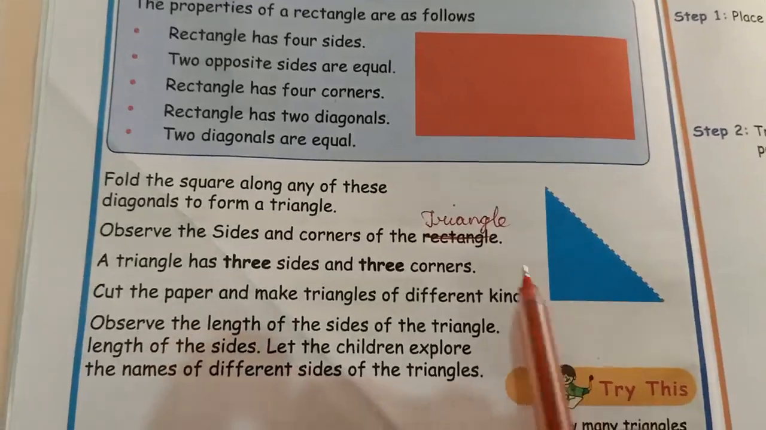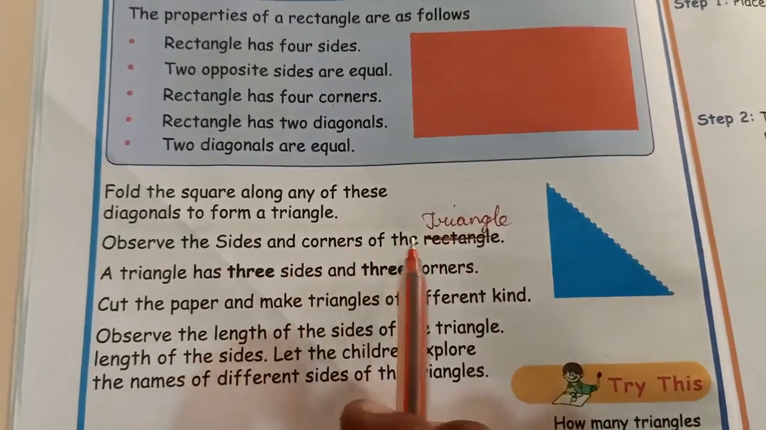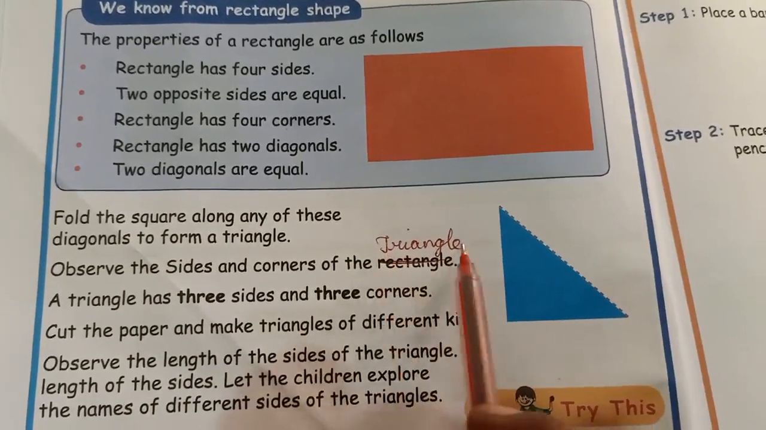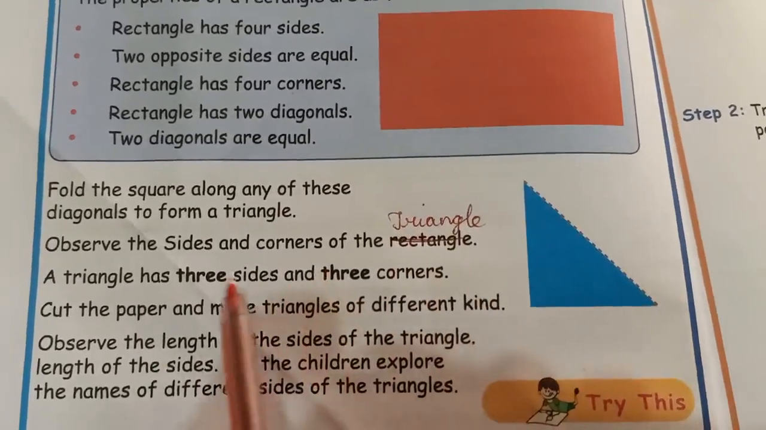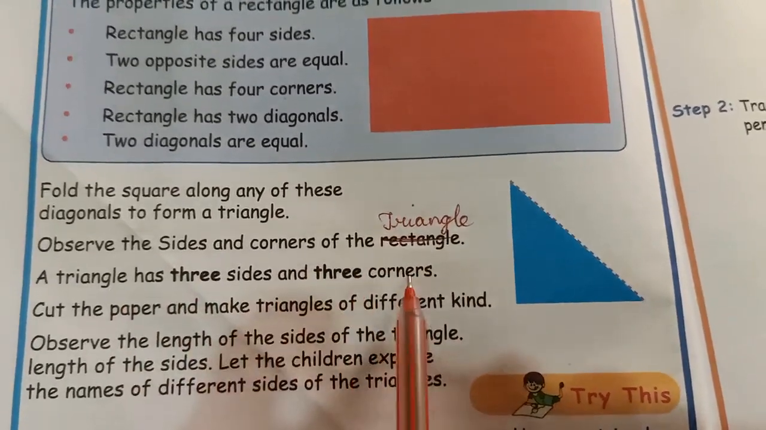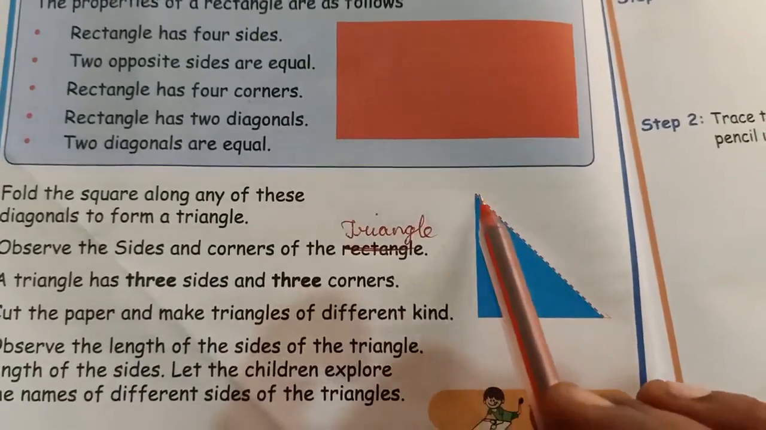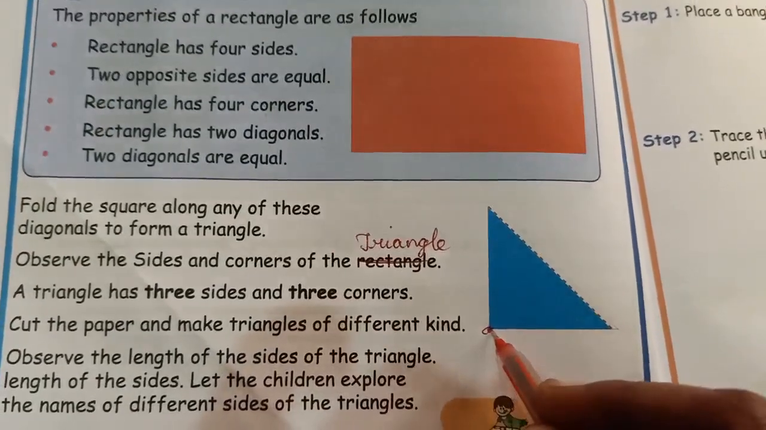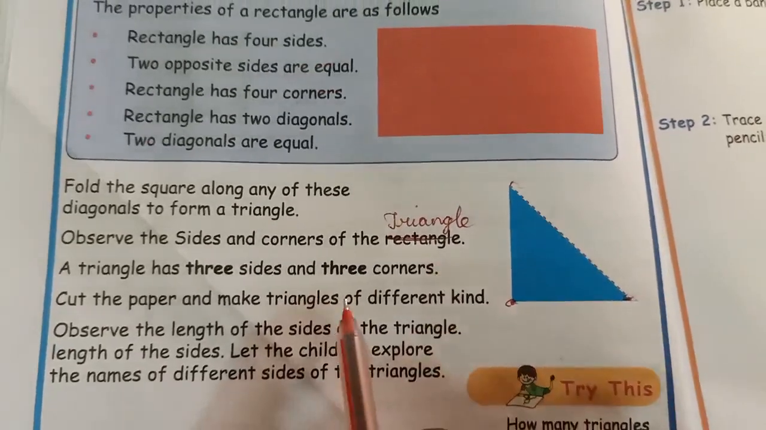Next, properties of a triangle. Now observe the sides and corners of the triangle. See here, the rectangle given, that one is wrong. What is this? Triangle. Observe the corners. A triangle has three sides and three corners. See 1, 2, 3. What are these? Sides. How many corners? This point is a corner. 1, 2, 3. So how many corners?